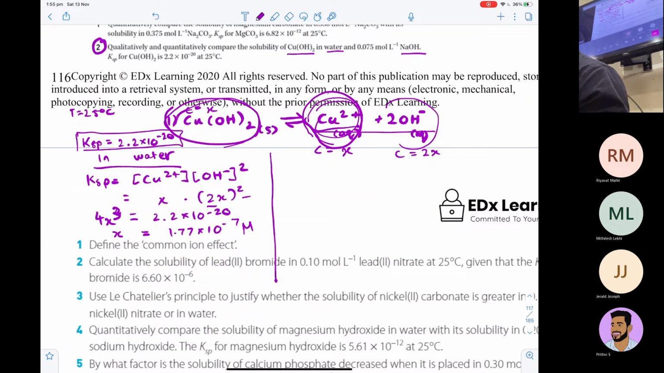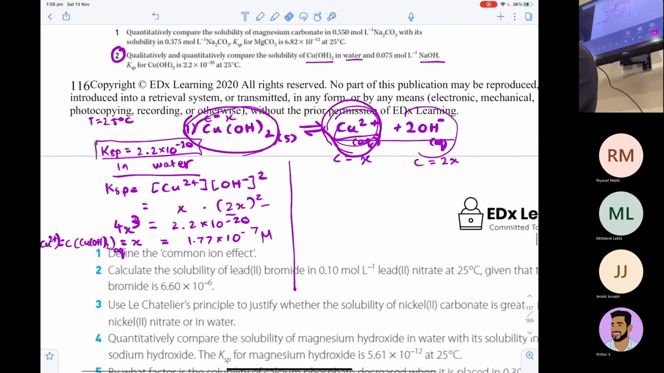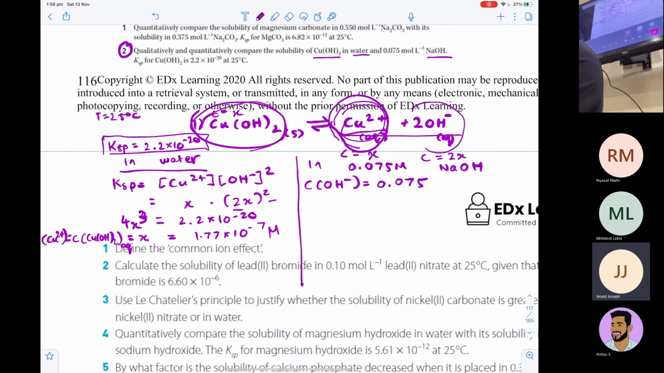So we're just going to say X is equal to the concentration of copper hydroxide that was aqueous. That's equal to X, but that's also equal to the concentration of copper 2 plus itself. Does everyone agree? Good. Now, Gerald, take me through what's going to happen. You said that we already have, in a 0.075 moles per liter sodium hydroxide solution, the concentration of hydroxide ions is already how much? 0.075 moles, yeah. Okay. Good. So you've already got an existing concentration of this amount here. So what's your next step, Joe?